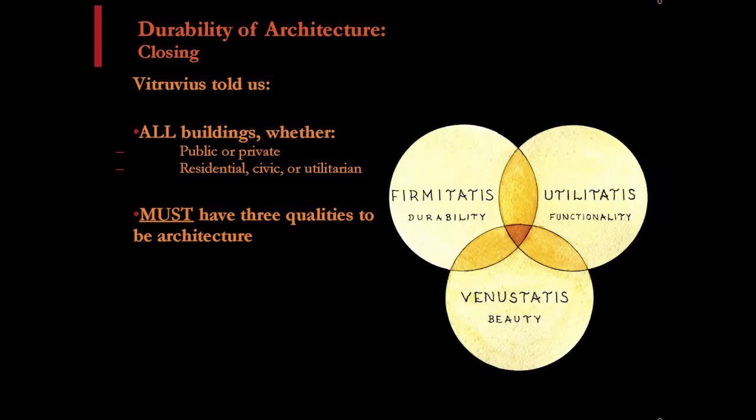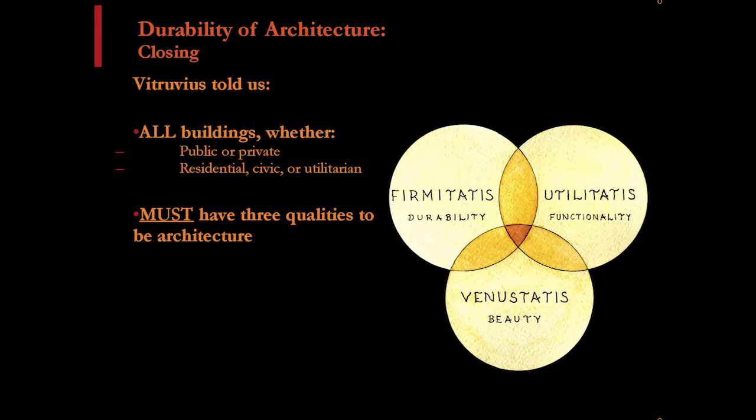And so those 3 are very famously firmitatis, which, I think the most common translation is the Victorian English Wotton translation of firmness, commodity, delight. But I actually prefer firmitatis as durability, utilitatis as functionality or usefulness, and venustatis, of course, is beauty. So he said it has to have all 3. 2 out of 3 isn't good enough. It has to be right here in the center.